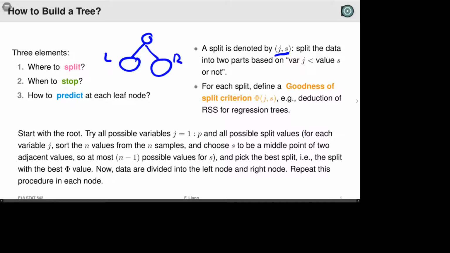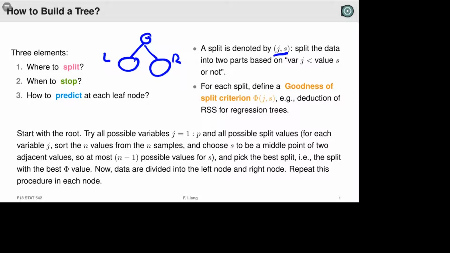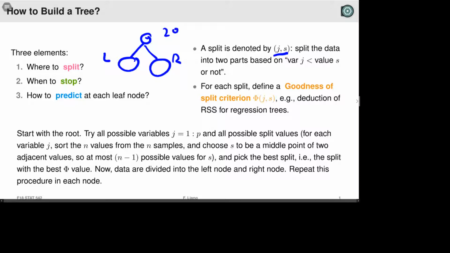We divide them into two groups, and we can calculate, for example, if we don't do any split at the parent node, what's the corresponding residual sum of square if we predict with the average from that node? So suppose we have 20 observations here. We can look at the average, and we can look at residual sum of square if we predict with the average of the 20 observations.